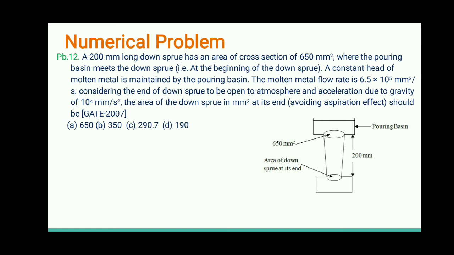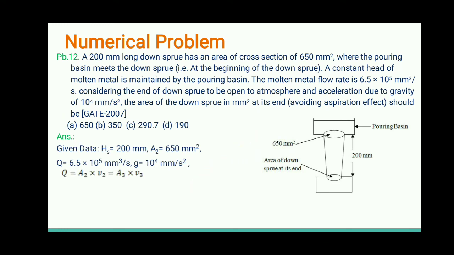Now the area of the down sprue at its end we have to calculate. These are the data that is given to you. First of all we'll apply the continuity equation. At section 2 and section 3, A2 into V2 equals A3 into V3. A2 is given to you, but V2 is not given. Q is given to you, but we have to find out this A3. But V3 is not given.